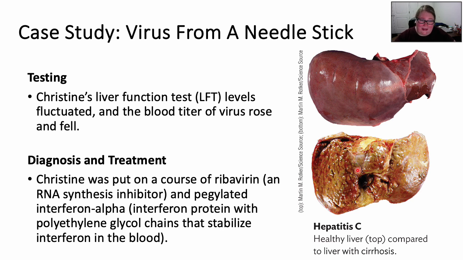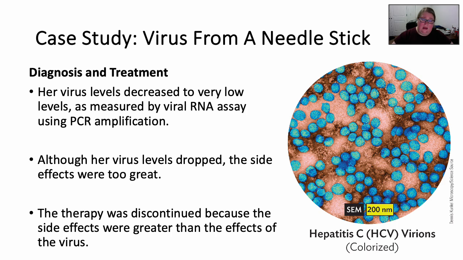So this is what a liver of an individual with hepatitis C looks like. This is what we call cirrhosis of the liver. This is kind of where Christine's headed if they can't get the virus under control. On the treatment, her viral levels are going to decrease to a very low level. In fact, we can only measure them with something called an RNA assay, using PCR to amplify it.